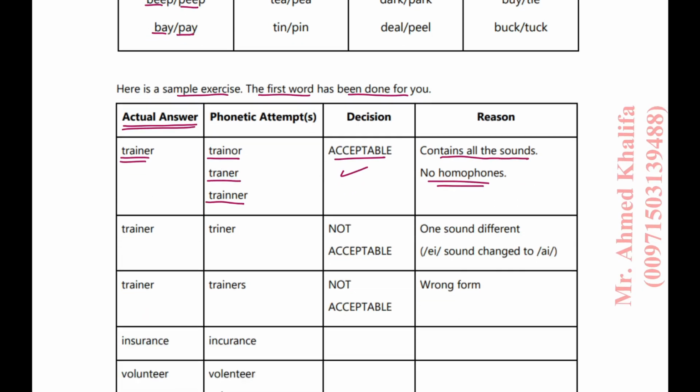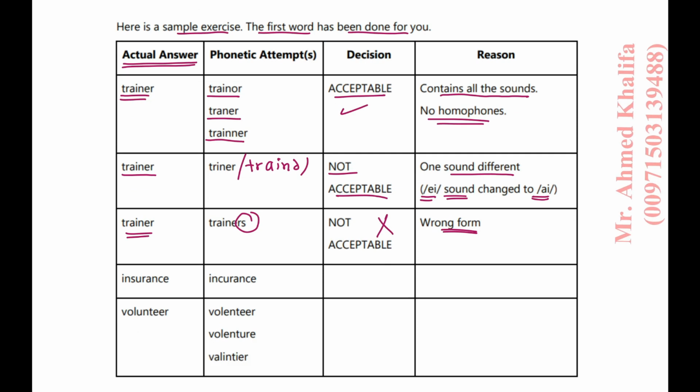What else? You're being asked about trainer, and you wrote it as Trina. This is Trina. So this is not acceptable. Why? One sound is different: the sound changed into I. That's incorrect. Trainer written as trainers with S is also not acceptable, wrong form: singular versus plural. You got the point.